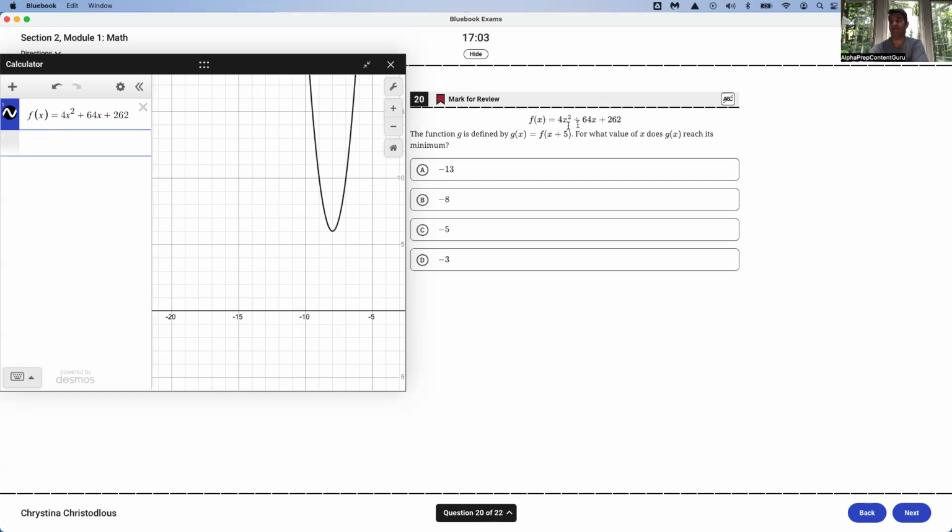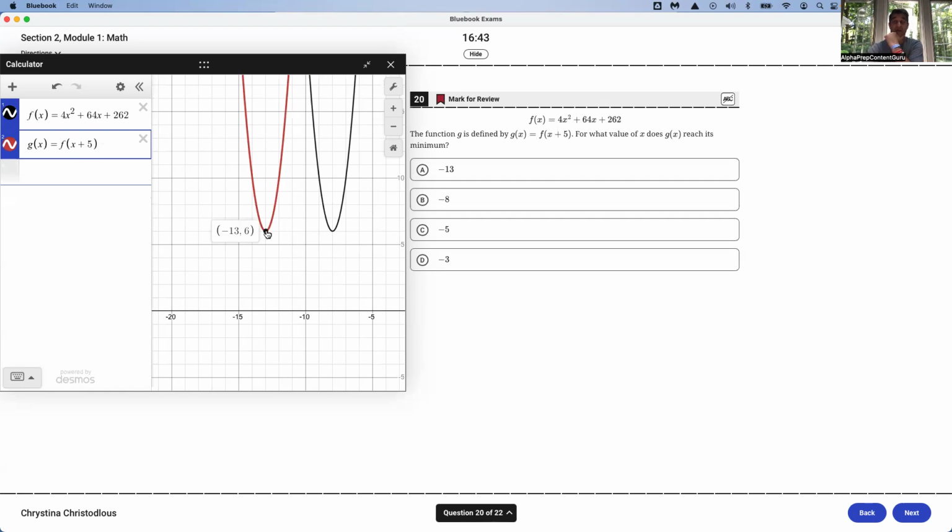That's a graph of f of x. We're looking for g of x, and the value of x that makes g of x hit its minimum. Now we have the minimum of f of x, but we need g of x. You can literally type in g of x equals, and then you can define it as f of x plus 5. Now you may know that that's a shift to the left 5, but you may not.